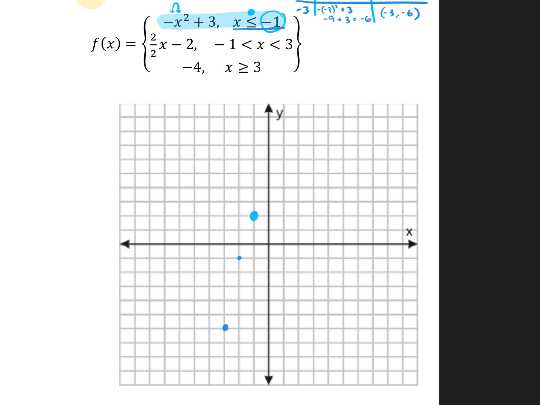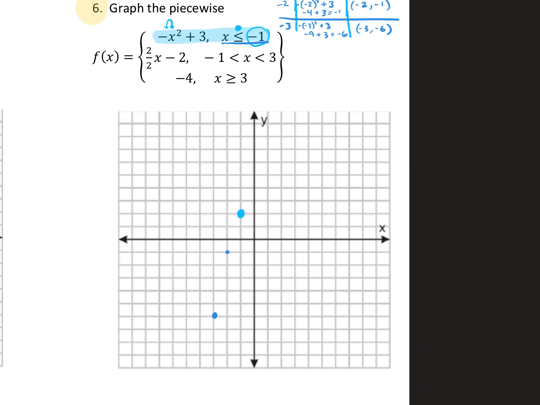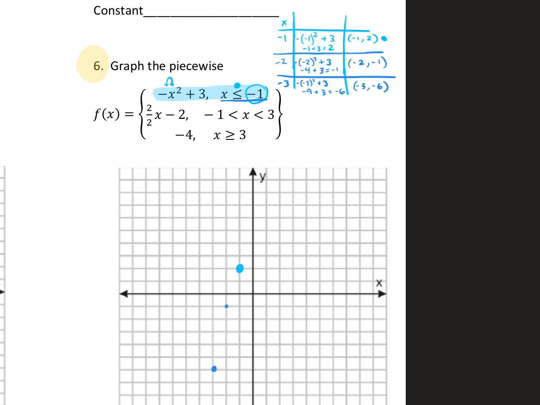Once we have a couple points for our parabola, so if you have a parabola shape, you may need 3 or 4 to kind of see where your graph's going. We can connect our dots. So always start with the number that we started with. So that's where I'm going to put my pencil down first, and then I go through the direction of the other points. All right, let's do our second piece.